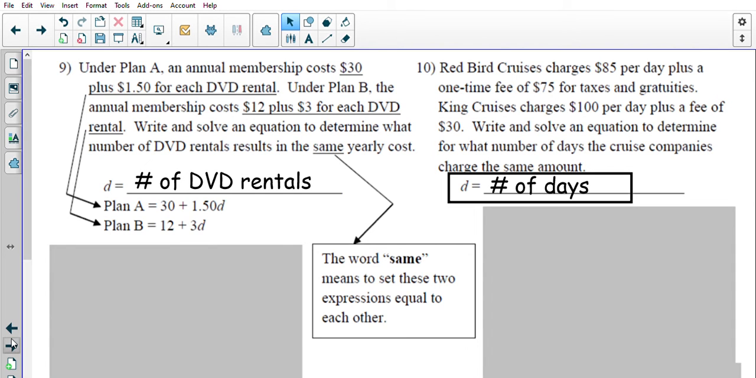All right, let's take a look at numbers 9 and 10. Oops, looks like I forgot to cover up one of these spaces here. Not that it's a big deal. We'll do that quickly. All right, let's read through number 9.